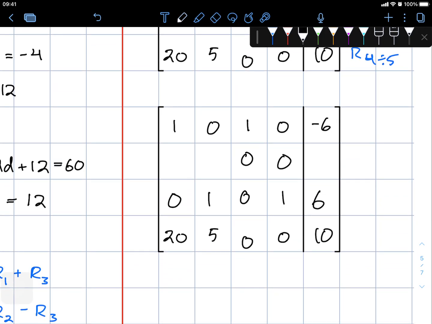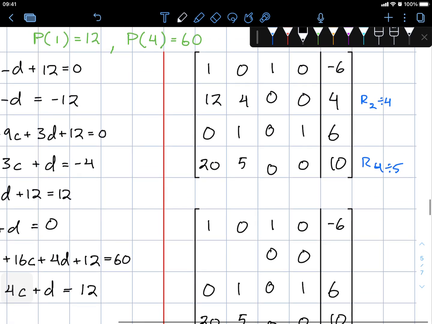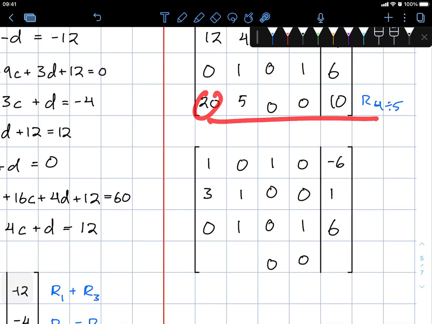That will give me 12 divided by 4 is 3. 4 divided by 4 is 1, 1. And these will all divide by 5. 20 divided by 5, 4, 5 divided by 5, 1, 10 divided by 5, 2.